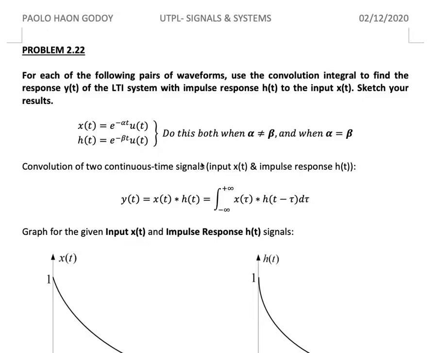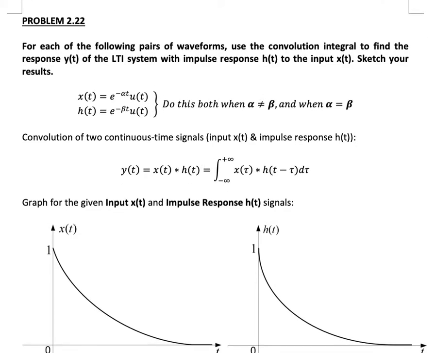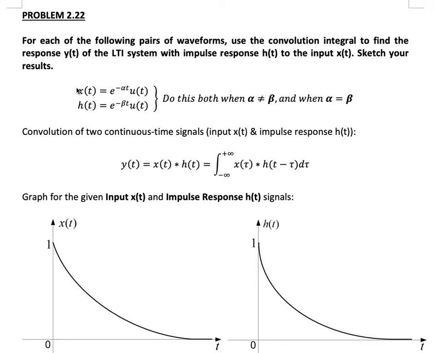The problem that I'm going to talk about is from Chapter 2, Exercise number 22. And it goes as follows. For each of the following pairs of waveforms, use the convolution integral to find the response y of t of the linear time invariant system with impulse response h of t to the input x of t, and then we sketch the results. So the information we're given is this.